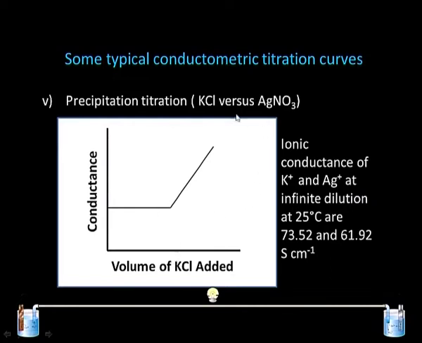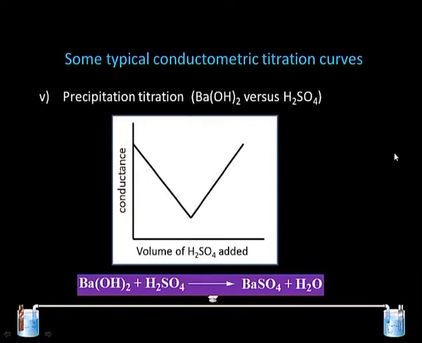So, this is a very simple method to find out the concentration of silver nitrate. Similarly, we can have another experiment like barium hydroxide and H2SO4. If you look at the conductance, it is falling down with the addition of sulfuric acid, and after reaching the equivalence point it is increasing further.